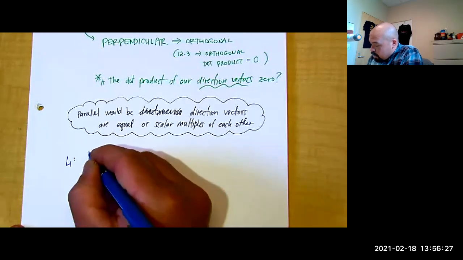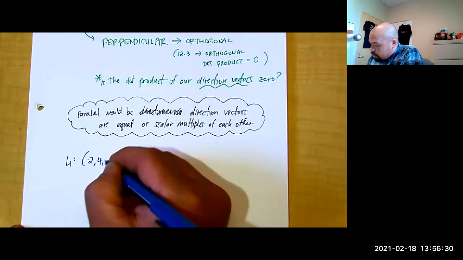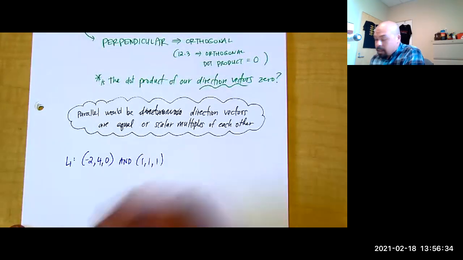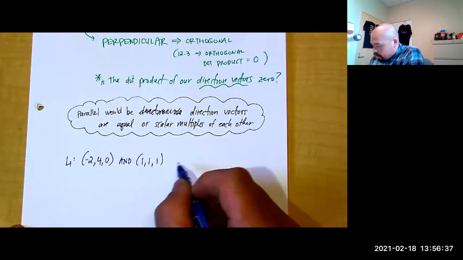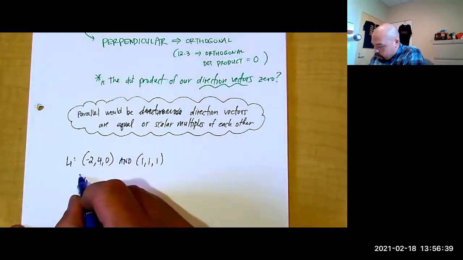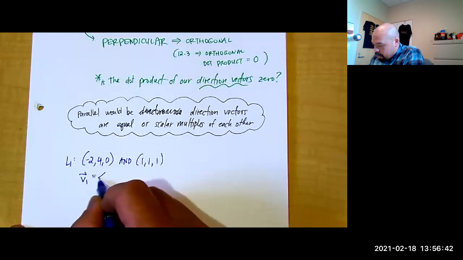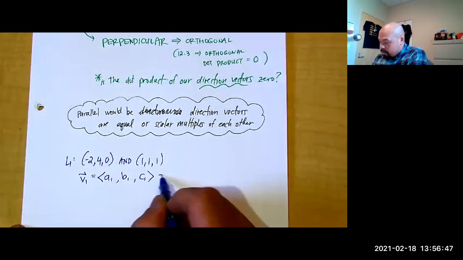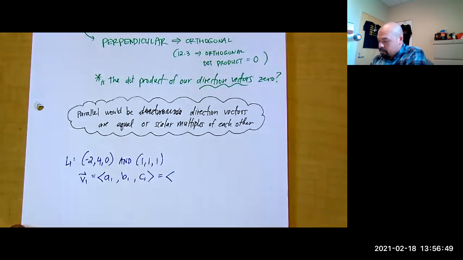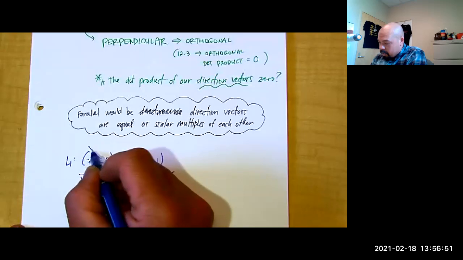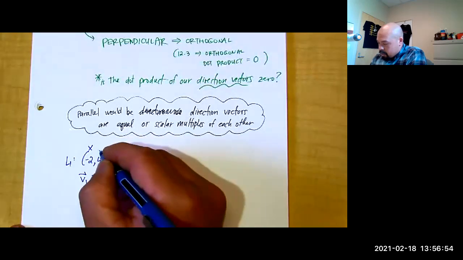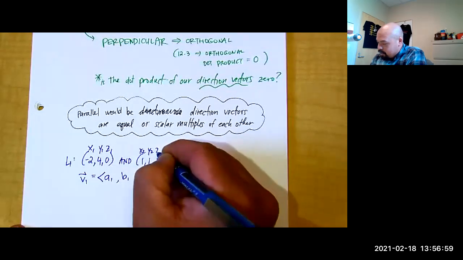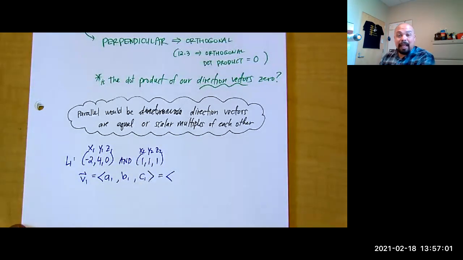For line 1, our 2 points, -2, 4, 0, and 1, 1, 1. So for our direction vector, I'm going to call it V sub 1, that's A sub 1, B sub 1, C sub 1. That's going to be, if this is my X1, Y1, Z1, X2, Y2, Z2. Forgive me for all the subscript labeling.